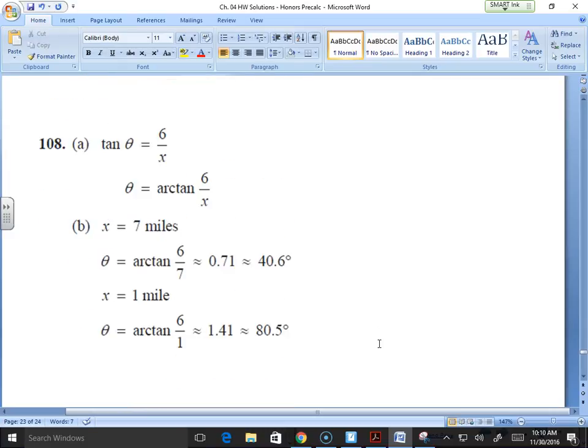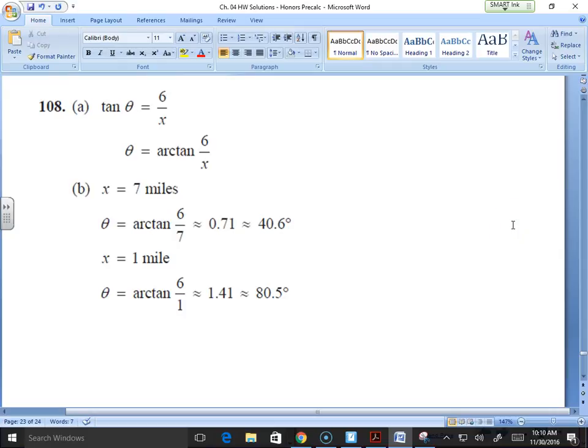I think he's our last one, right? 108. How do you get theta alone? How do you undo a tangent? You use the inverse. So you can say arctan of this side cancels arctan of this side. There we go. Or you could have said tangent inverse. That would have also been fine. And then down below for letter B, they gave you some information. You were trying to plug and chug. They gave you 7 miles. You could plug it in your little formula, and then you could get in radians or degrees. I guess they didn't tell you which one it was.